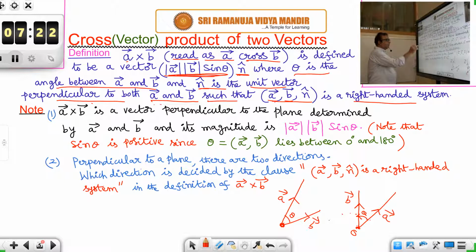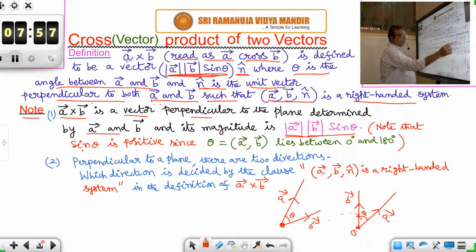Now note, first of all, A bar cross B bar is a vector, it is not a scalar, whereas remember A bar dot B bar is a scalar. Here A bar cross B bar is a vector perpendicular to the plane determined by A bar, B bar, and its magnitude is mod A bar mod B bar sin theta. Note that sin theta is positive. For the magnitude, mod A bar is positive, mod B bar is positive.